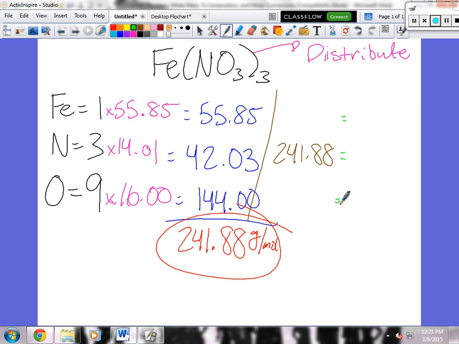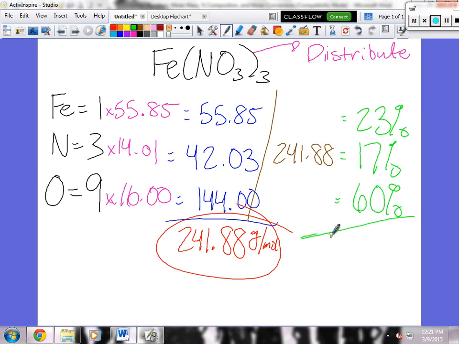Percent for iron. Alright, nitrogen. And finally, thank you. And that obviously adds up to be 100%. Alright, so we good on all these? These aren't too terribly hard at all. Very good. Everybody good on that?